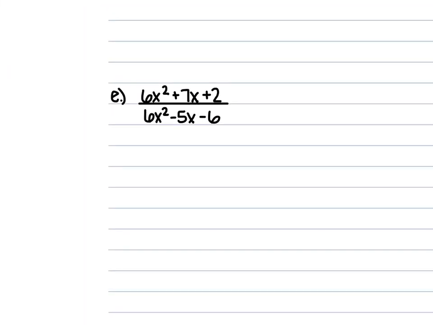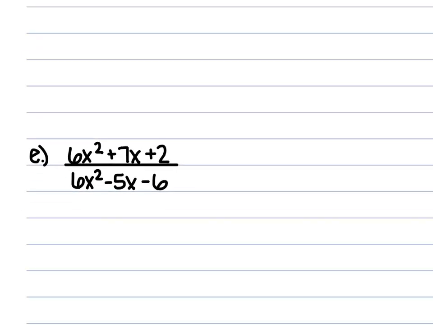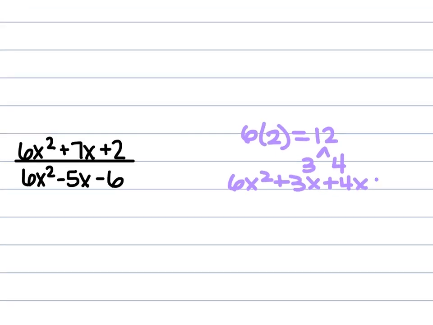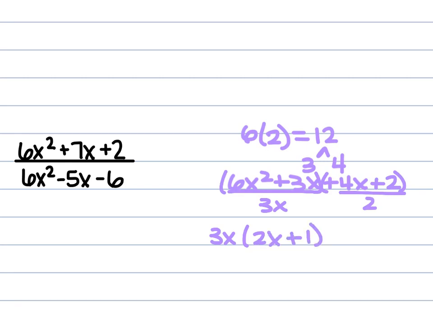For E, we have 6x squared plus 7x plus 2 over 6x squared minus 5x minus 6. So do the first. We have 6 and 2. That's going to give us 12. Your factors of 12 that add up to be 7 are 3 and 4. So this is going to be 6x squared plus 3x plus 4x plus 2. So factor by grouping. Factor out a 3x. Factor out a 2. We're going to have 3x times 2x plus 1 and positive 2 times 2x plus 1. So this is going to be 3x plus 2, and the other is going to be 2x plus 1.